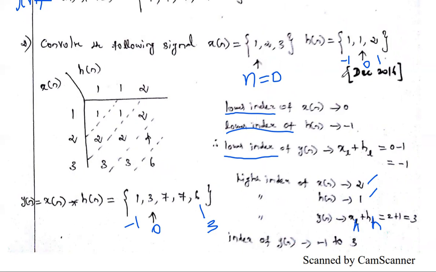Okay, this question is a December 2016 question. Same procedure: after calculating, we have to find the arrow position for our problem. In order to put the arrow, we find the lower index of x added with the lower index of h, which gives the lower index of the output sequence y. Similarly, you add the higher index of x and the higher index of h, which gives the higher index of y of n. Okay, so this is another problem.